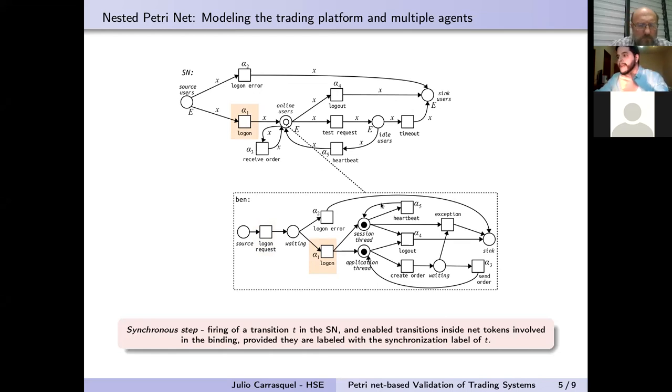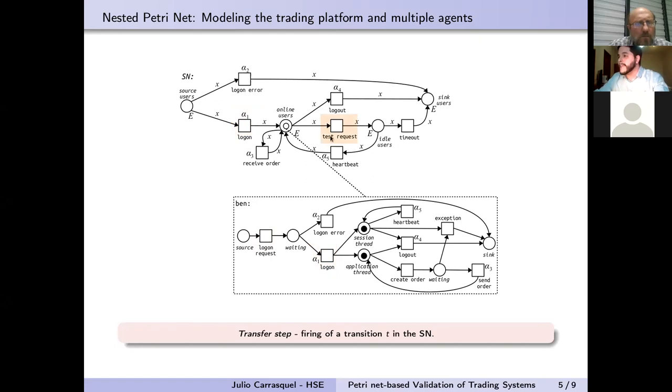to perform session-related activities for the management of the connection and also application messages. For example, he is ready to create orders. And a transfer step means that it's an execution from the side of the system. For example, the system sends a test request. It sets in its records that now Ben is idle, and it will wait for an execution of Ben that he will send a heartbeat. So you see that we changed the state in the platform, but not in the agent.